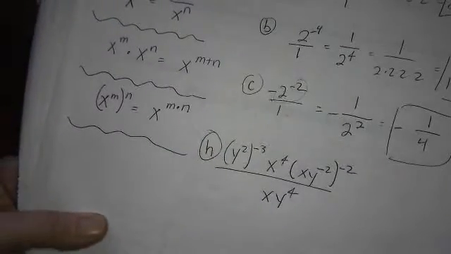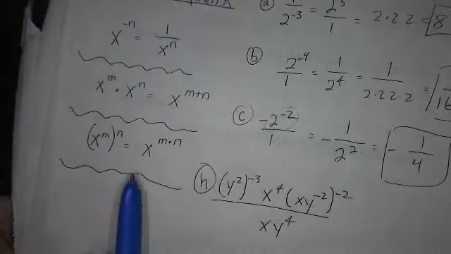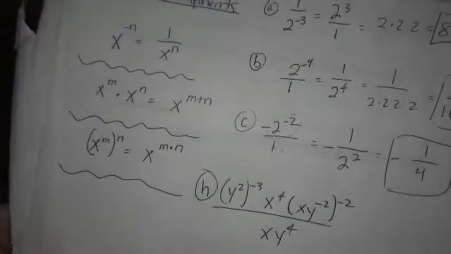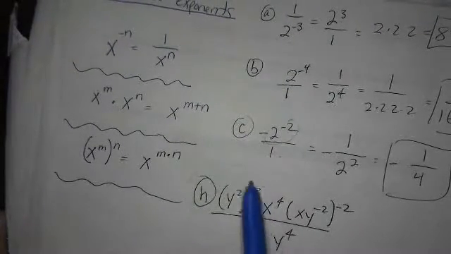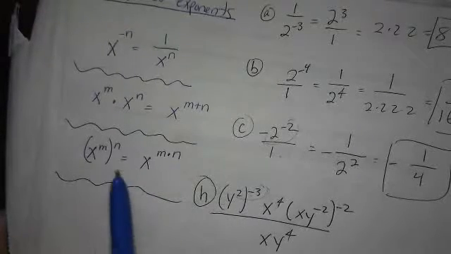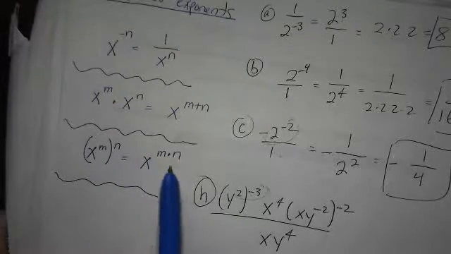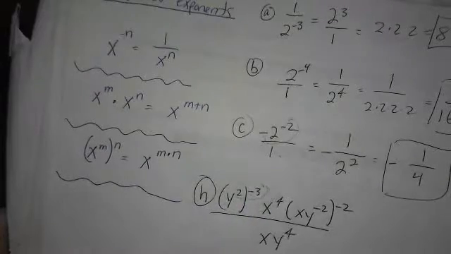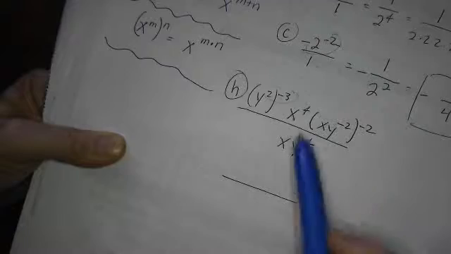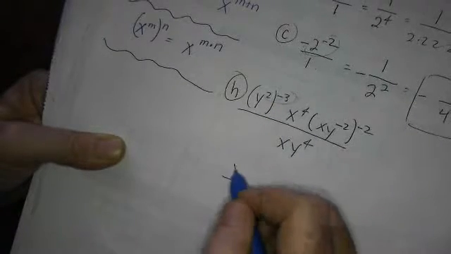So there's different laws over here. I don't know if you can tell the difference between the blue and the... I have them written in blue. I hope that shows up. This looks like the product rule. So it says that I have to multiply the exponents. So 2 times negative 3 is a negative 6.